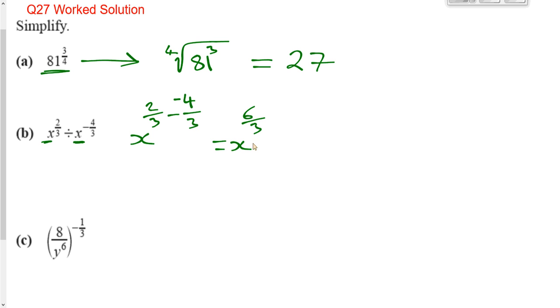So x to the power of 6 over 3. Now we can just simplify our fraction here, and that becomes 6 divided by 3, which is 2. And so our final answer is x squared.